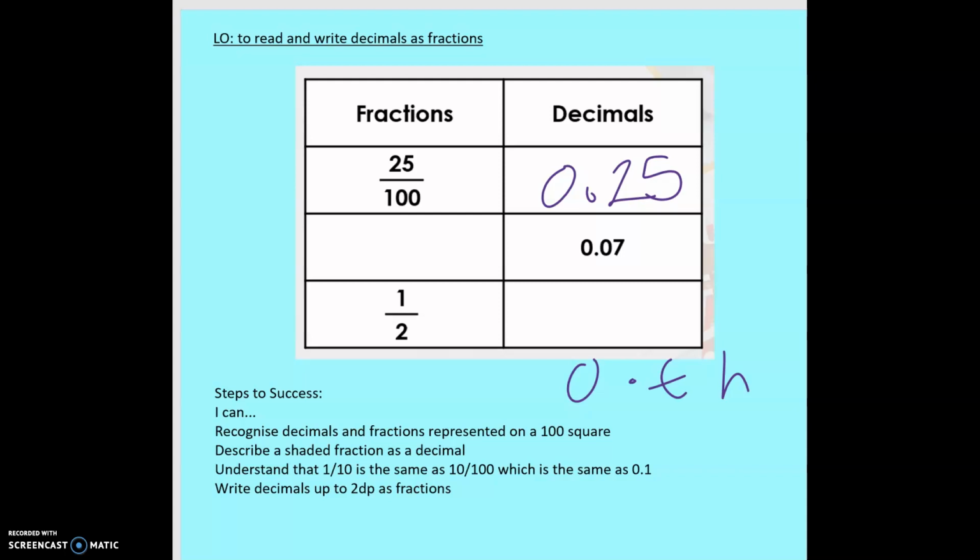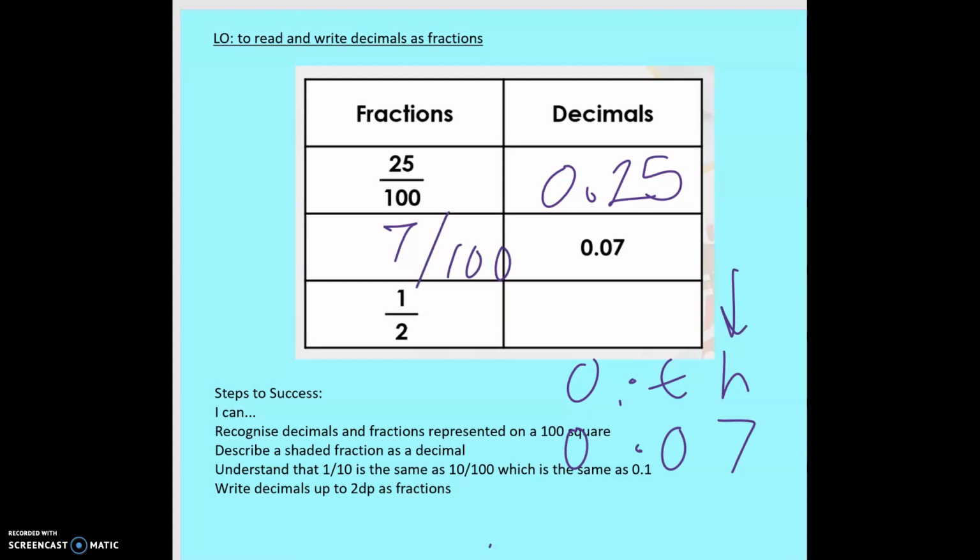Okay, if you made it 0.025, then we'd say that we had 25 thousandths. So if it's over 100, it has to finish in the hundredths column. It cannot go into the thousandths column. Okay, 0.07. Let me write that out in my little place value grid. 0.07. I can see I have 7 hundredths, so that's going to be 7 hundredths.